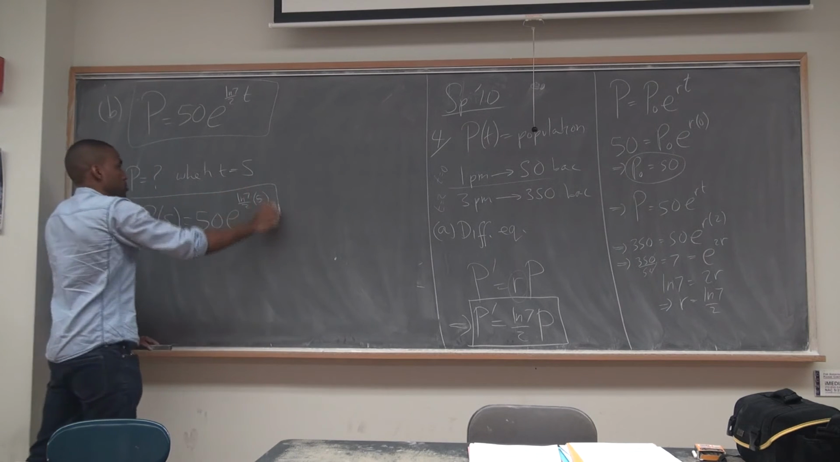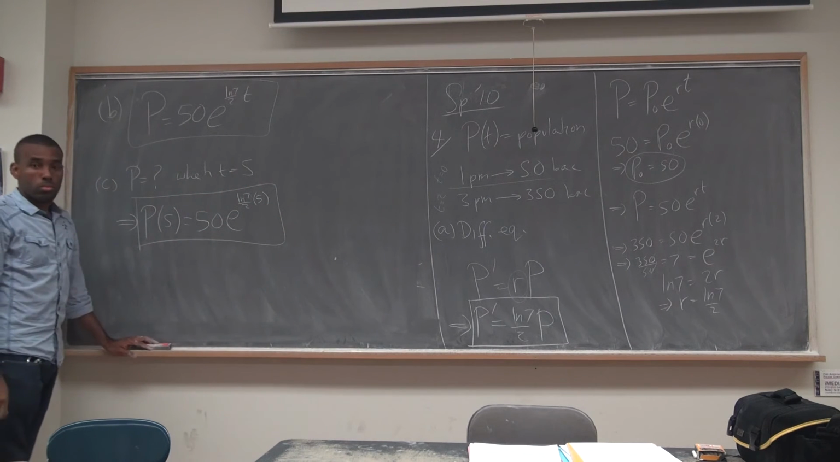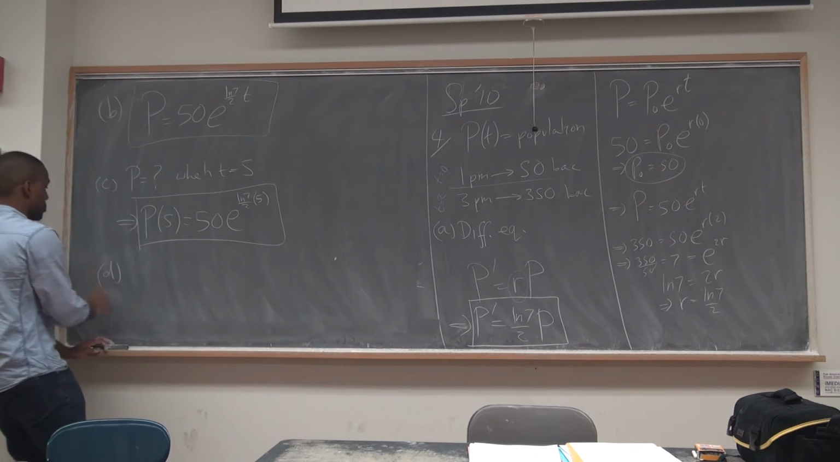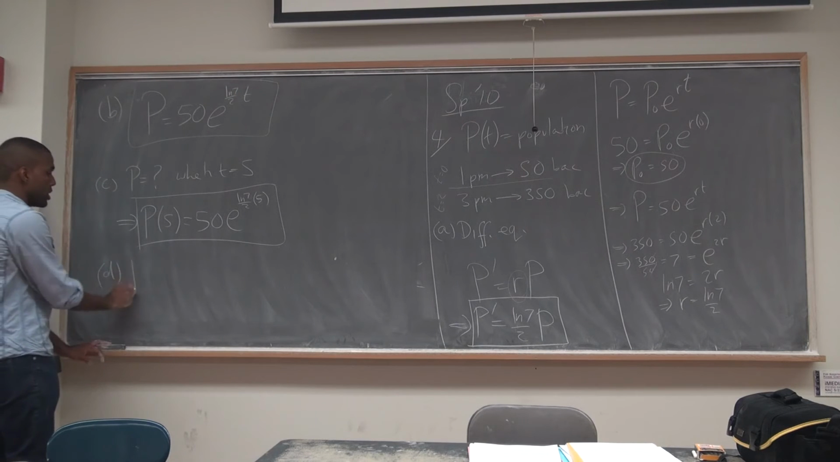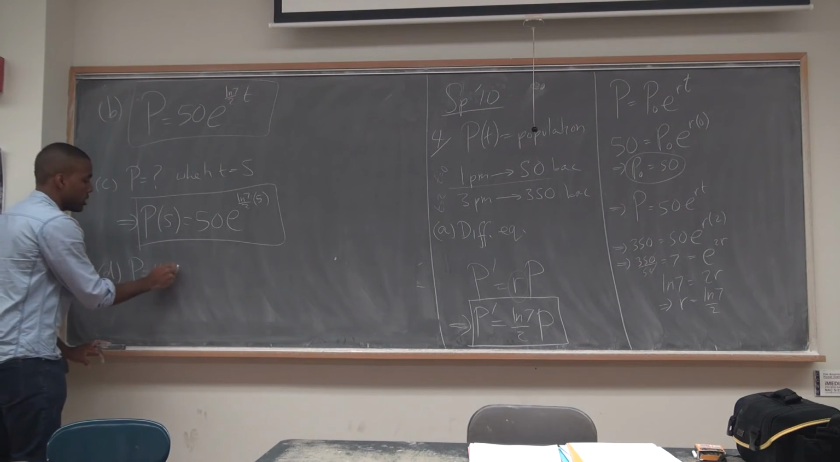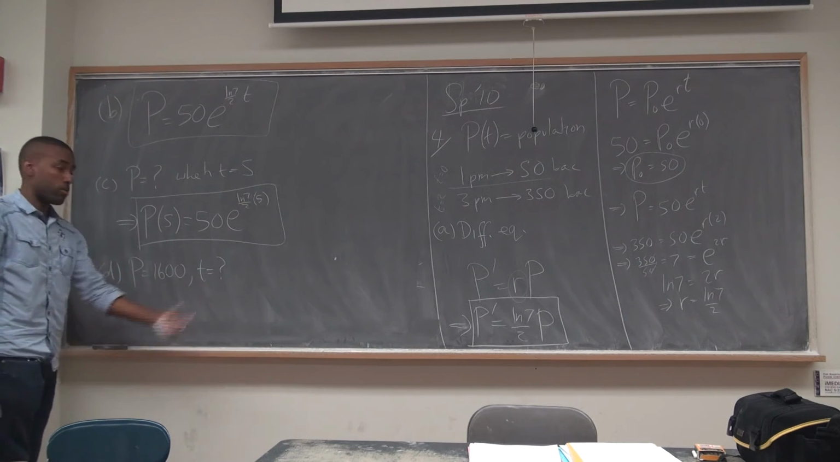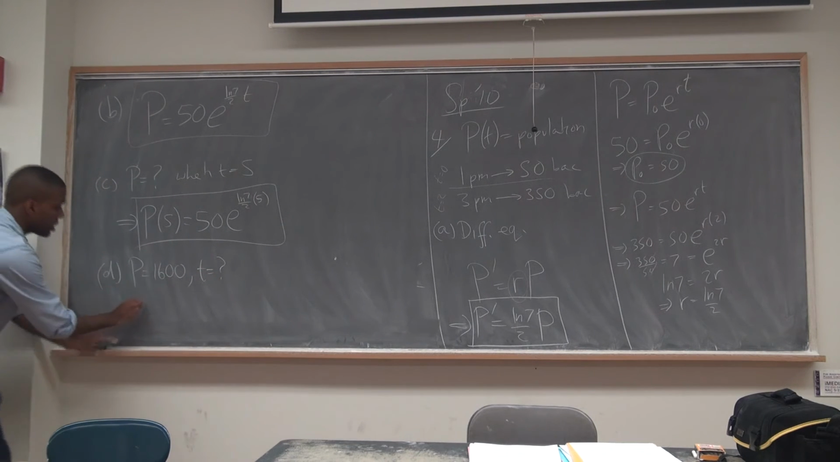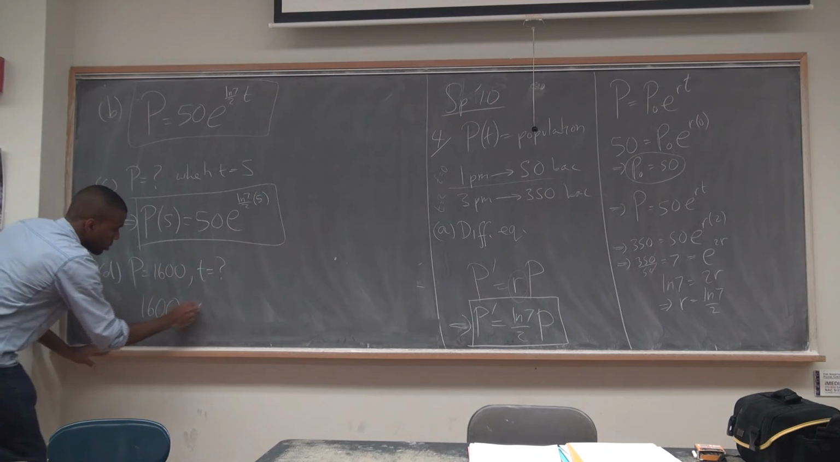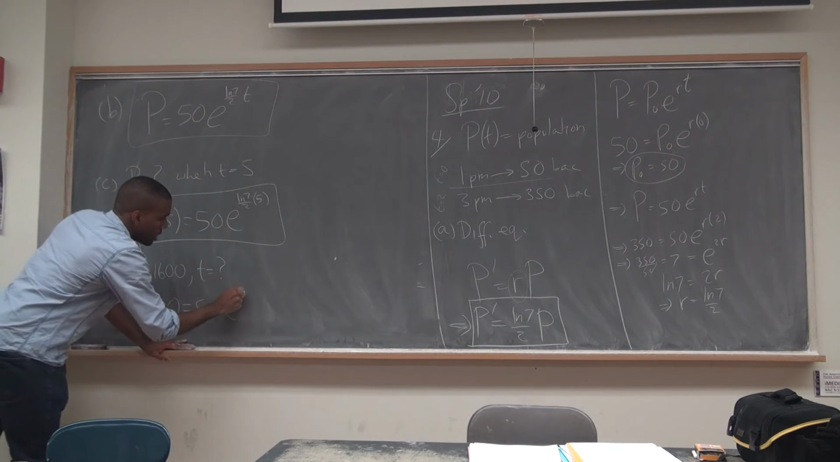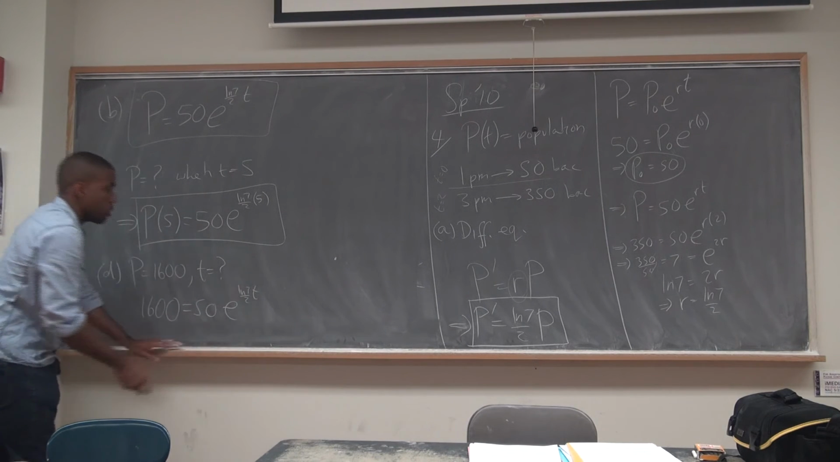D is when will the population reach 1600? Okay, so here I know that my P is 1600, and I want to figure out T, because they said when. It means they're looking for a time. So I'm going to plug in 1600 equals 50 e to the ln 7 over 2 t, and I want to solve for T.